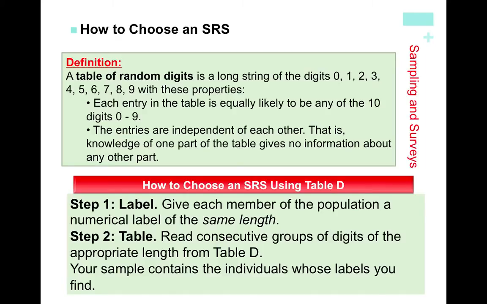So the first thing you're going to do is label. So you'd have 16 names. You're going to label them 1 through 16. Okay. The numerical labels do have to be of the same length. So if it's 1 through 16, the highest is a double digit, so you're not going to label 1, 2, 3. You're going to label it 01, 02, 03. And then you're going to go to the table. So you're going to read consecutive groups of digits of appropriate length from Table D. Your sample contains the individuals whose labels match.